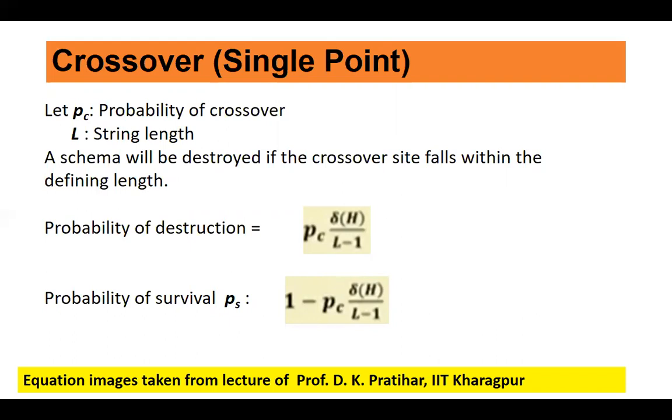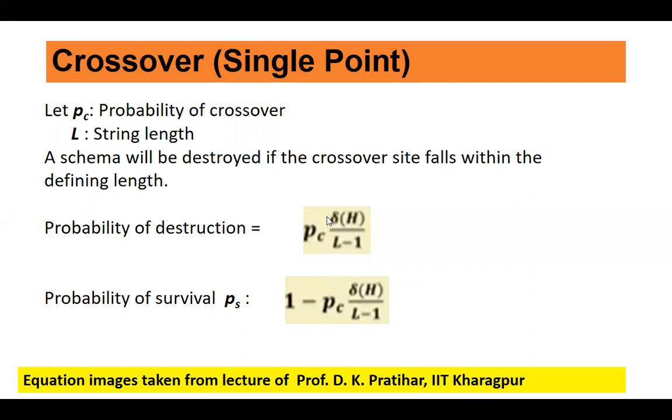Now, if the crossover site falls within this defining length, there is a possibility that this particular template will be lost, and if we want it to survive, we have to take precautions. What is the probability that the crossover site is selected inside that danger zone, for a schema whose defining length is delta(H)? That probability is nothing but delta(H) divided by L minus 1.